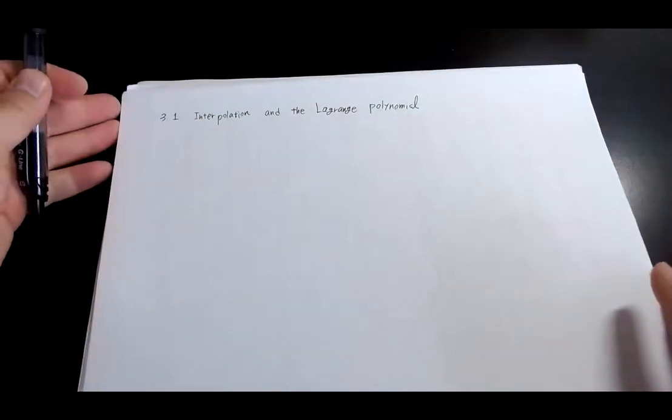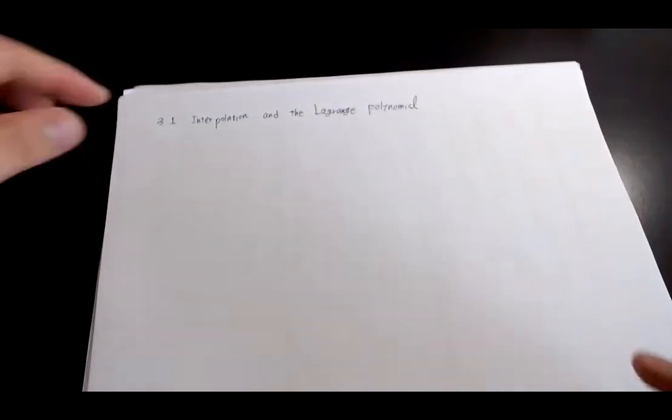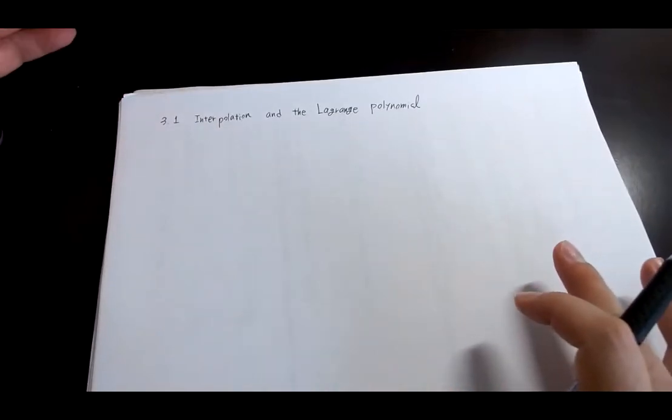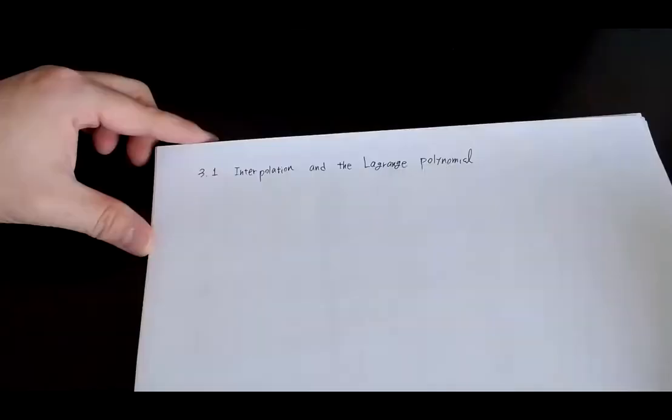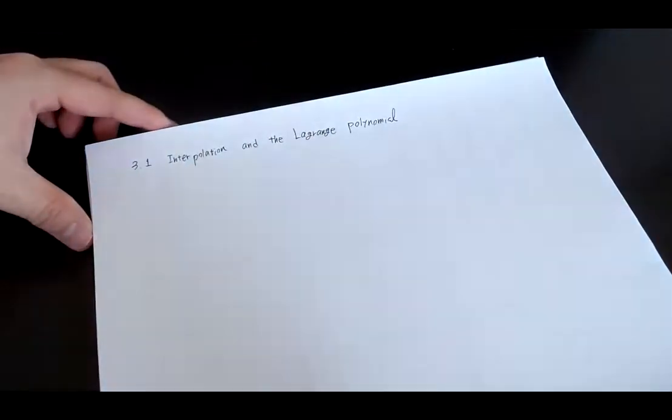All right, in this video, I'm going to cover section 3.1, interpolation and the Lagrange polynomial. Let me briefly explain what interpolation and the Lagrange polynomial mean. Interpolation is the process to estimate or approximate data using a function. Then let's jump into the Lagrange polynomial.